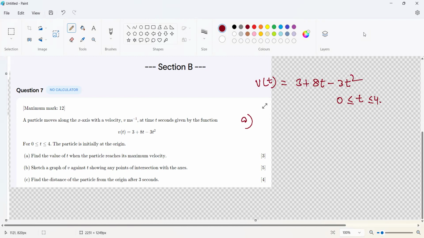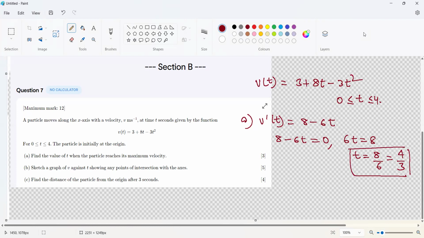So to find the maximum or minimum of any function, we differentiate the function. The differentiation of this function would be 8 minus 6t. To find the maximum, I'll equate the differentiation, that is the gradient function, with 0. And what I'm getting? I get t as 8 upon 6, which can be simplified as 4 upon 3.